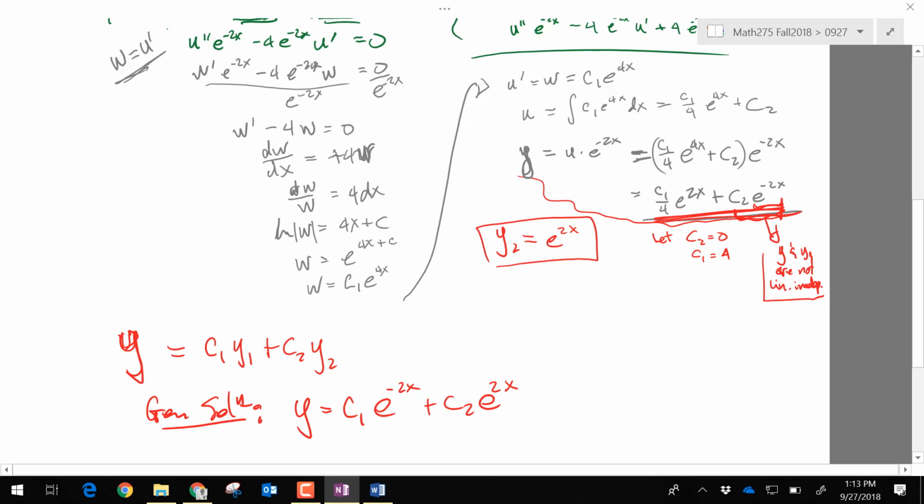All right, how's that? Weird. Yes. If you have initial conditions, you can solve for C1 and C2. Say it again.